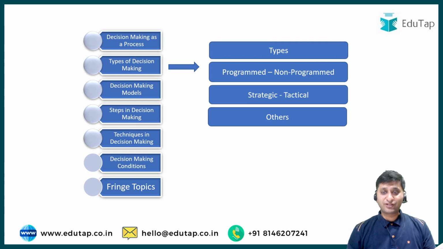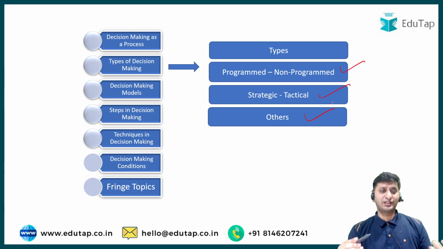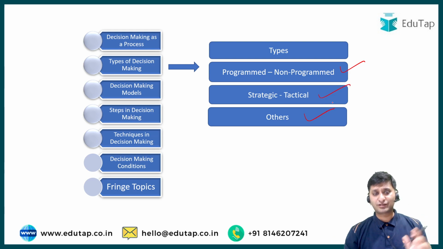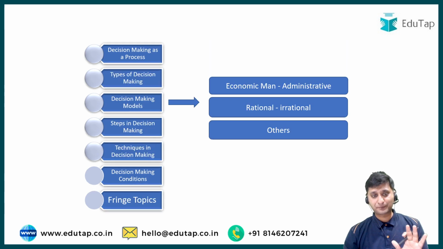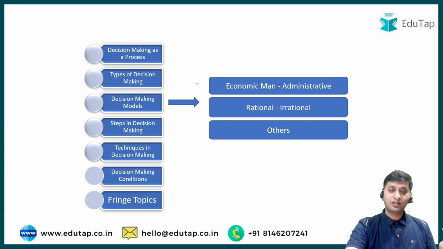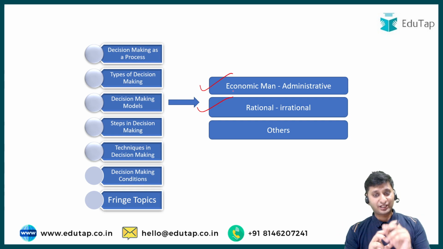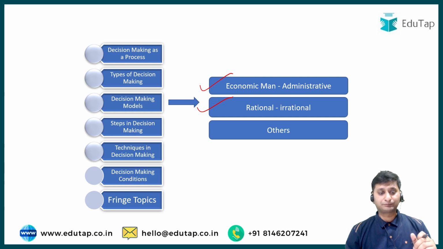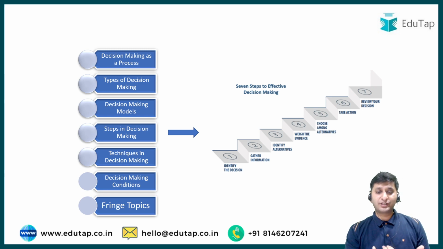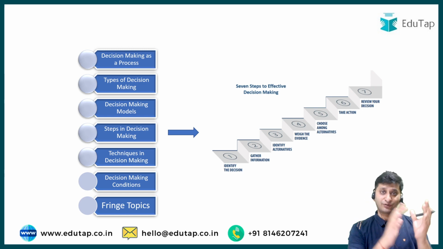Then types of decision making: we have programmed, non-programmed, strategic, tactical, and some other types of decision making that you should be knowing. This is also not tough, some basic stuff is there. Then decision making models. We have basically the economic man model and the rational model of decision making. You should be very thorough with this. Again, last year there was a question from this, I think on rationality. Then steps in decision making. There are around 5 to 7 steps in decision making. You should be knowing about them.